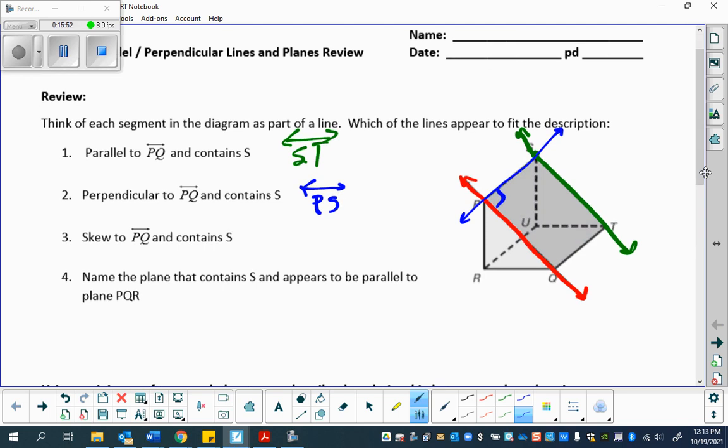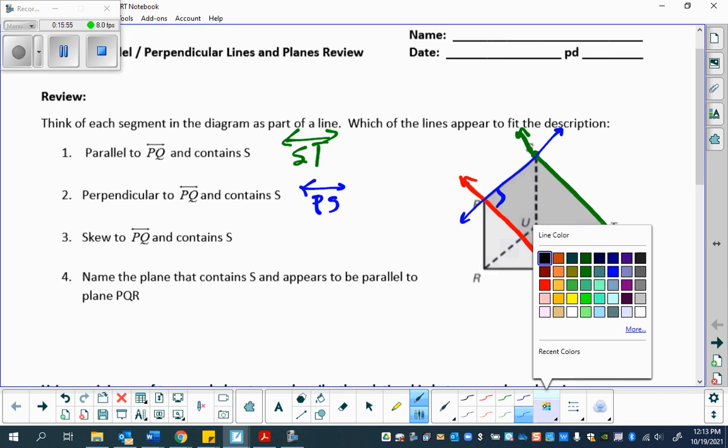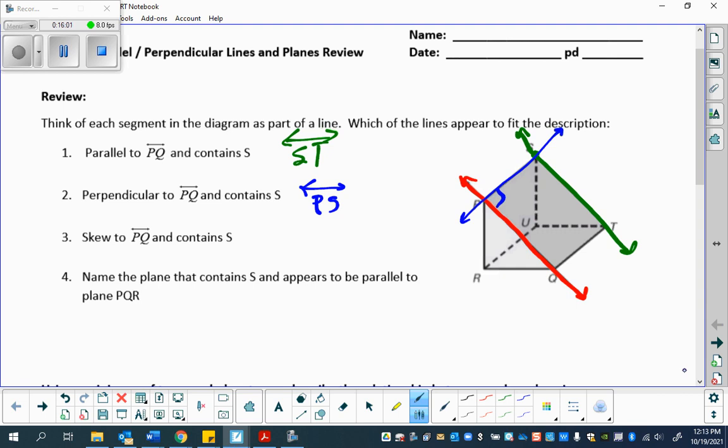All right, if I'm looking for a line that's skewed to PQ and contains S, we're looking for a line that is never going to intersect PQ and contains S. So we're going to have to go with this line here that scoots down the back of the figure, and that's going to be line SU. A skew line is going to be one that never intersects, and it's in a different plane. There's a difference between a parallel line and a skew line. Parallel lines never intersect because there's the same distance between them all the time. Skew lines behave in a completely different space.